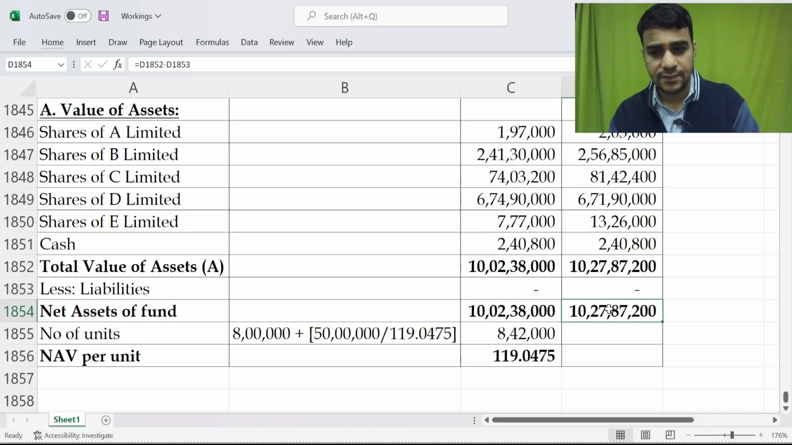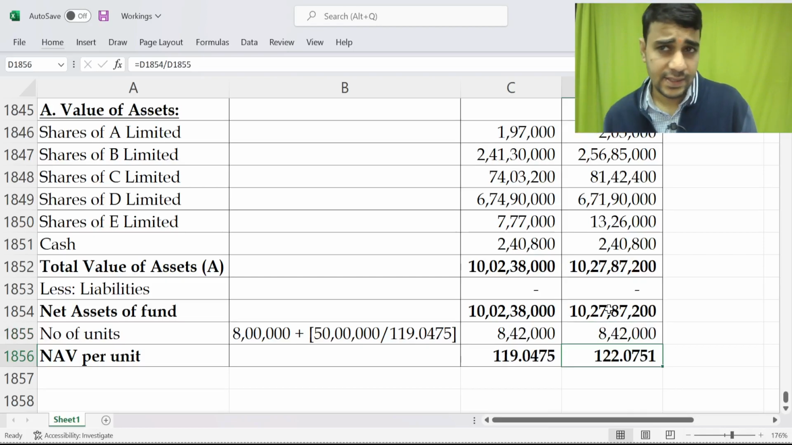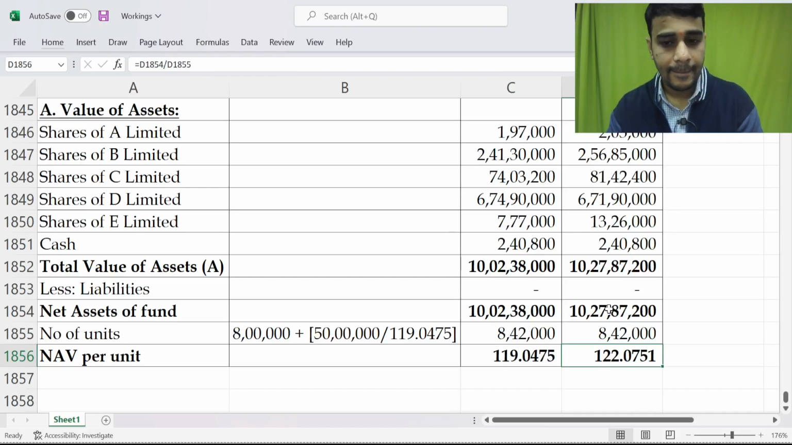Liabilities is 0, net asset value of fund, number of units remains the same, NAV increases. NAV has increased in this example, there can be a decrease in NAV as well. Any doubts on this? Clear? Can we proceed? Done?